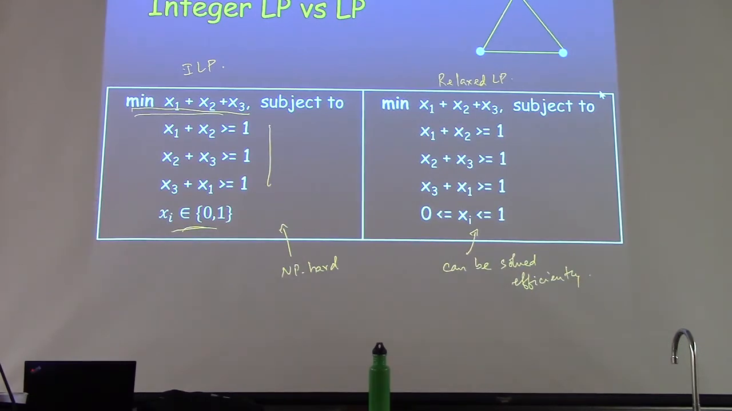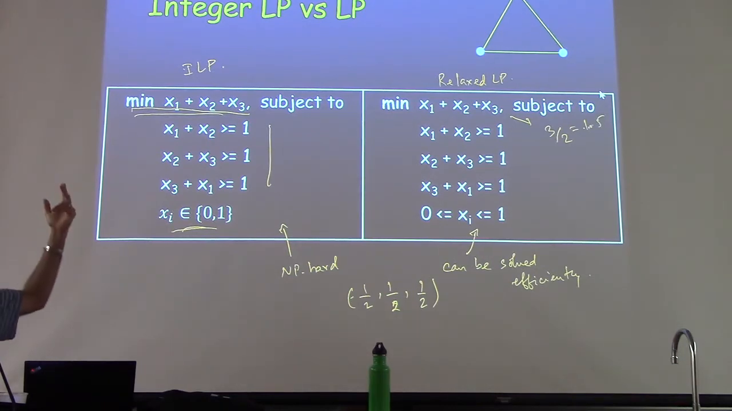In particular, what we saw last time was that if you take the all-half solution, it satisfies all the constraints on the right, and it gets an objective value of 3 by 2. So x1 plus x2 plus x3 is 3 by 2, which is 1.5. While the optimum solution for the ILP has value at least 2, because you've got to pick at least 2 of the x's. Picking just one doesn't cut it. And this is for a very simple graph, which is just a triangle. For more complicated graphs, you can have bigger gaps.